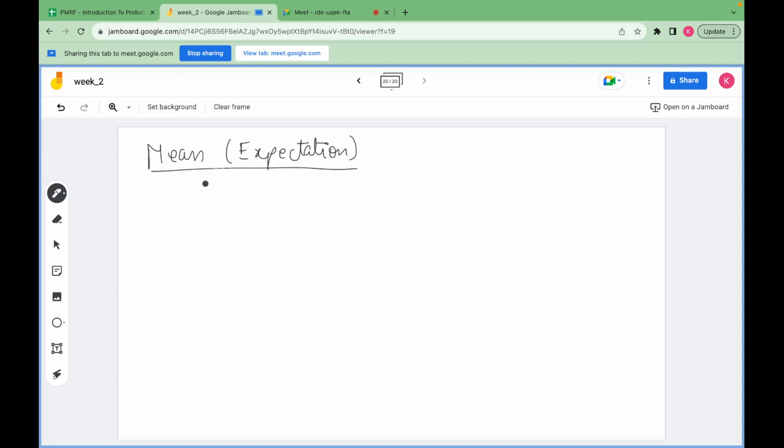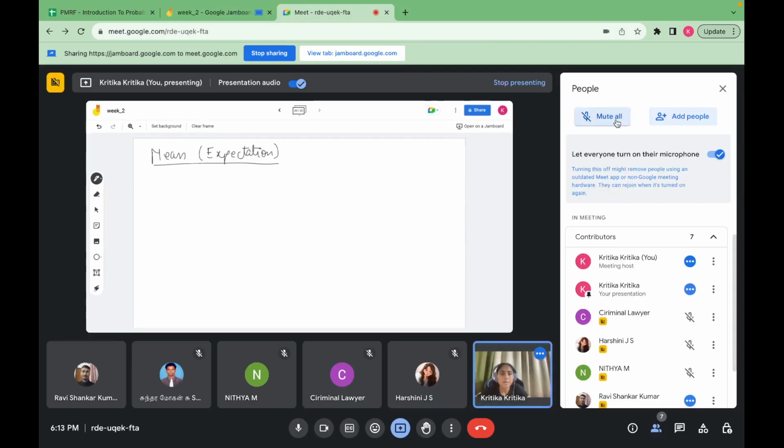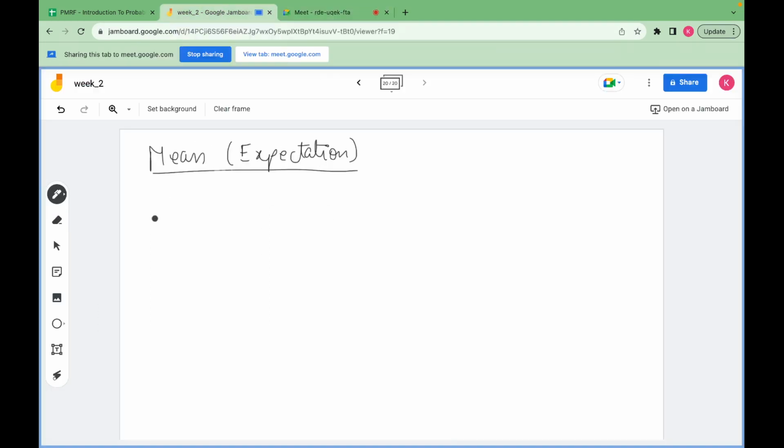Okay, so I will start with the formula itself. For a discrete random variable, the expectation or mean will be the summation over i of xi times the probability that x is equal to xi.